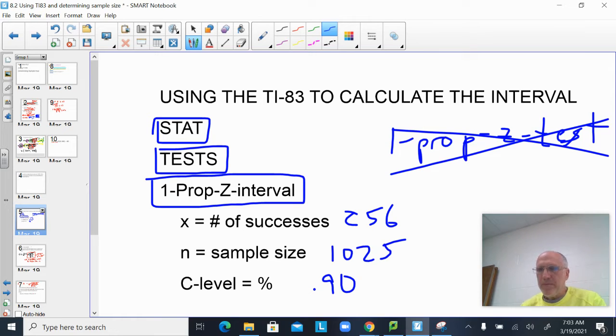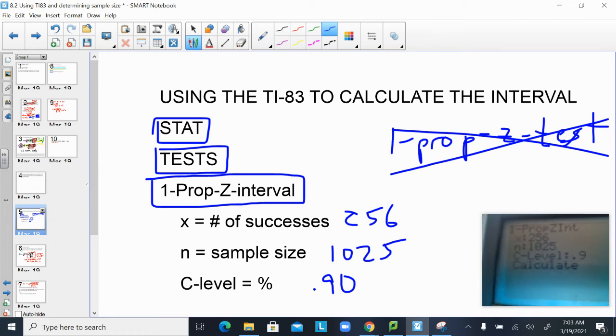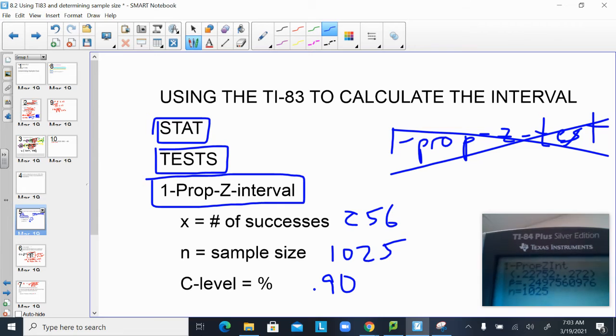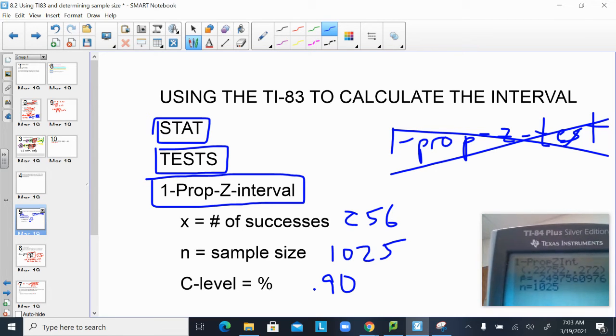So sure enough, I can do this real quick. Stat, tests, one proportion Z interval. My X is 256, my N is 1025, and my confidence level is 0.9. I think you can see me typing in the X and the N and the confidence level. I just hit calculate. Sure enough, there is the interval that we calculated, 0.22752 to 0.272.